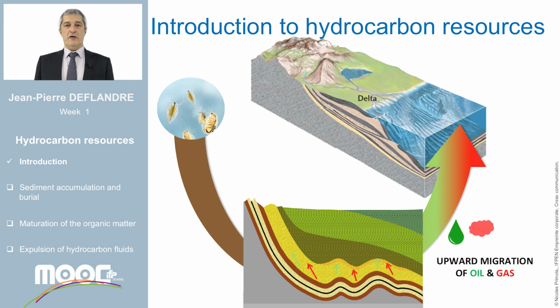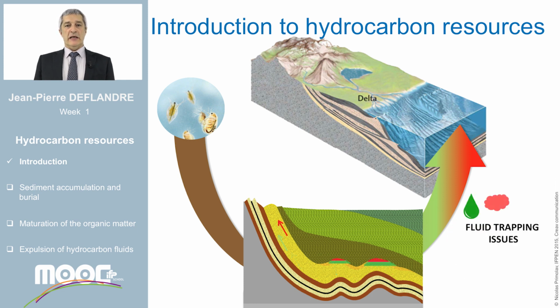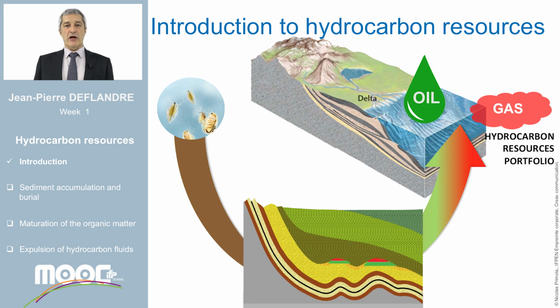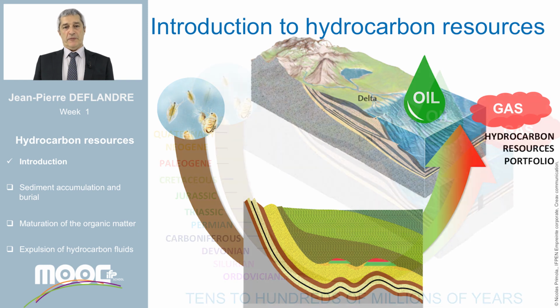The right part of the arrow refers to the upward migration of oil and gas fluids after expulsion from the source rock. Note that the green and red colors refer to oil and gas respectively, depending on fluid migration pathways within the underground and associated trapping scenarios. A portfolio of hydrocarbon resources in different contexts can be observed worldwide. This will be the object of our next lecture.